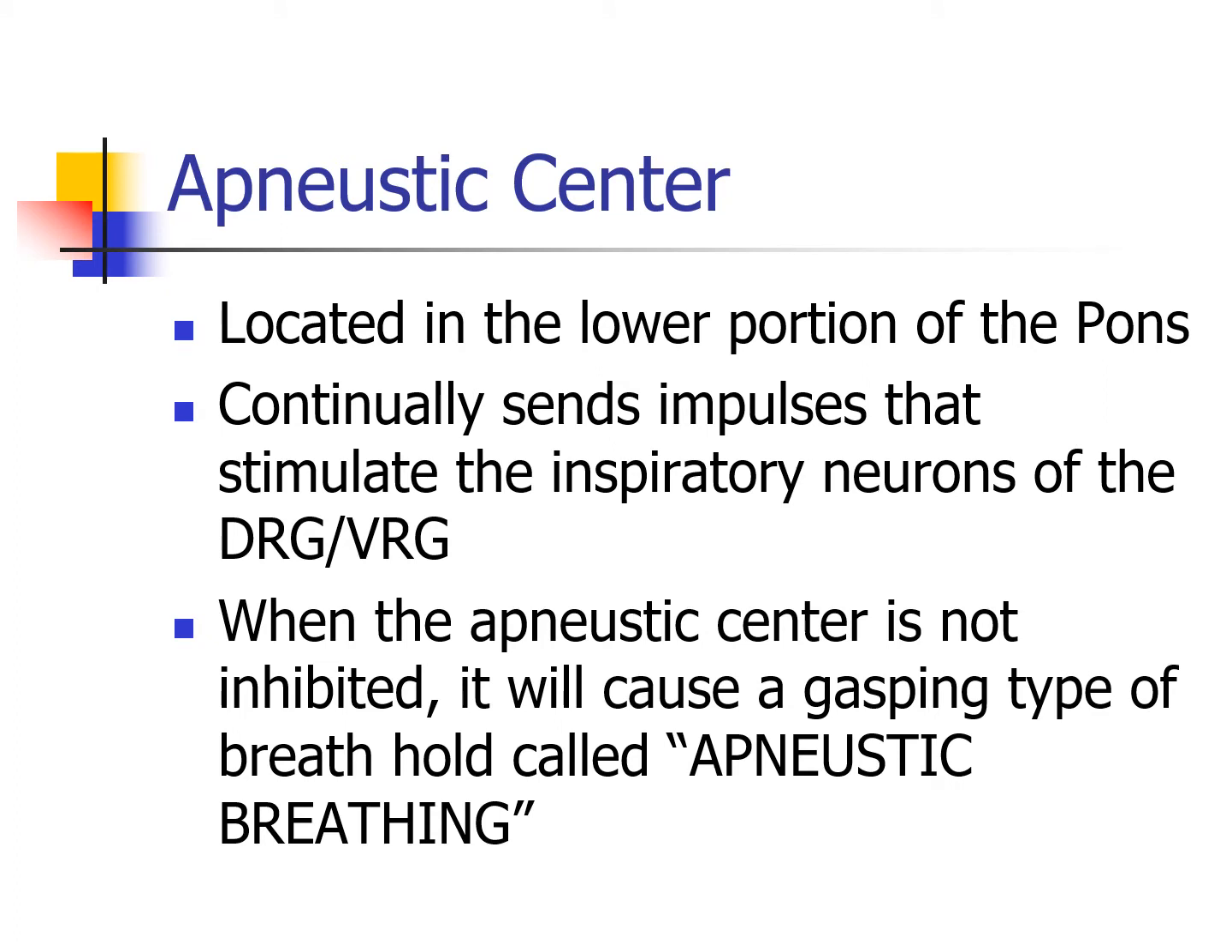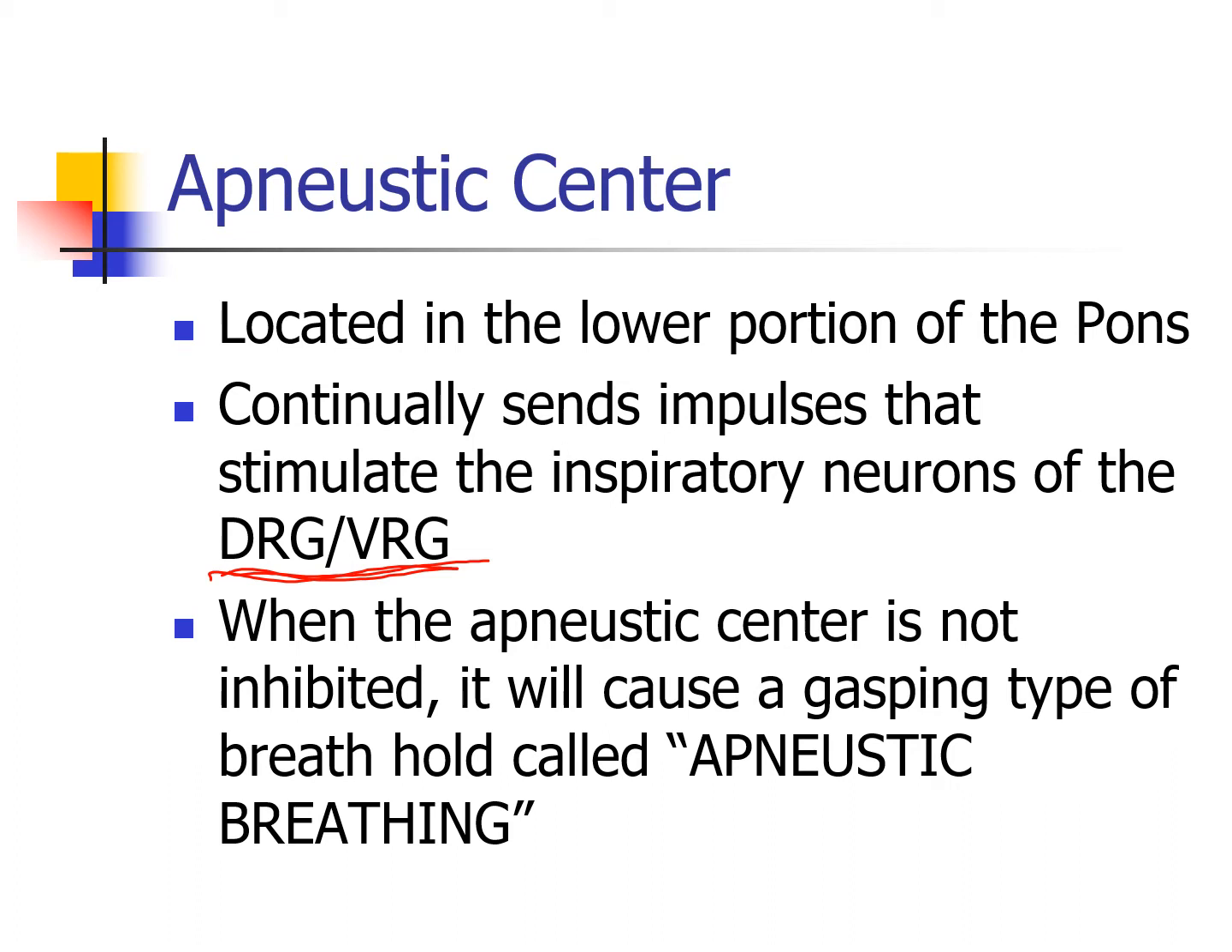So the apneustic center is located in the lower portion of the pons. Remember, taxi, right, is on top, so that's how I remember this. So this is in the lower portion, right? Apneustic's below it, lower portion of the pons. It continually sends impulses that tell inspiratory neurons of the DRG and the VRG. So like I said before, the DRG gets its signals from the apneustic and pneumotaxic center. So the apneustic center is all the time telling your DRG to fire.